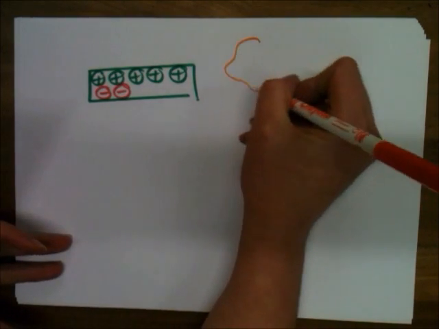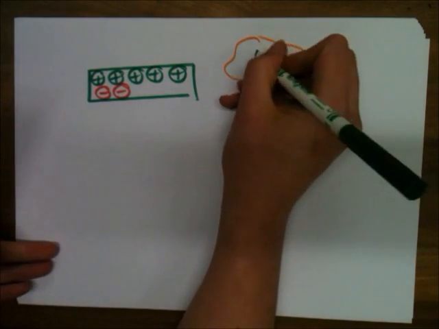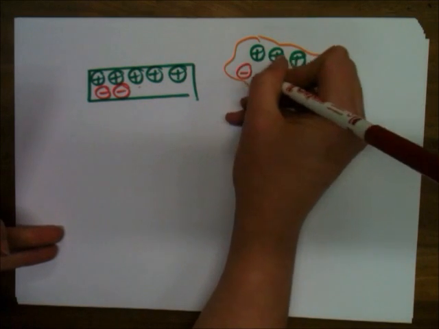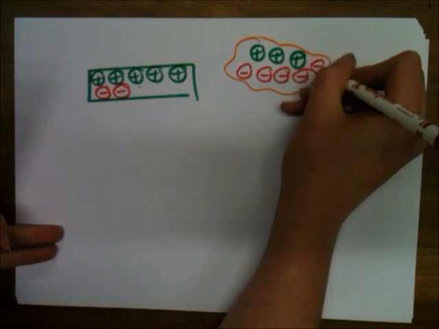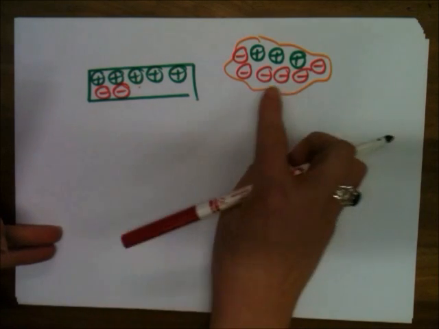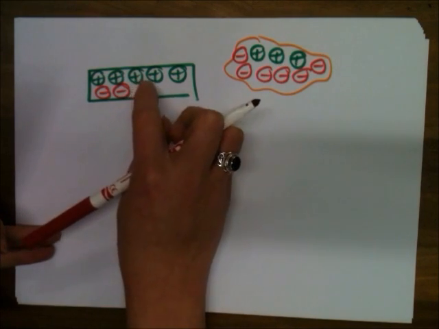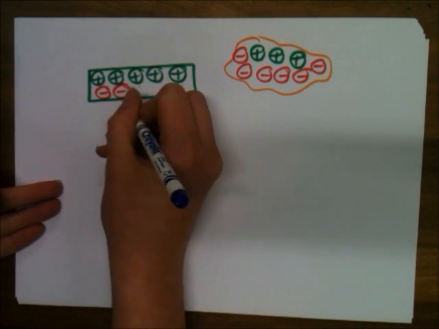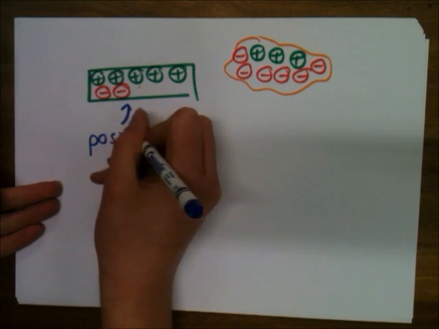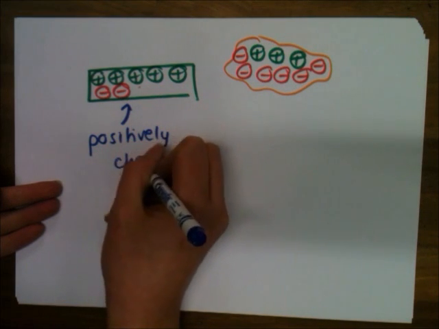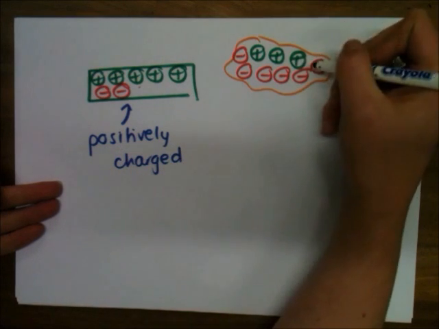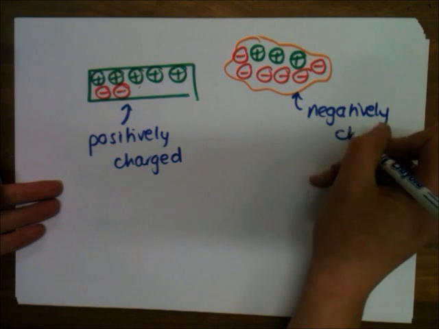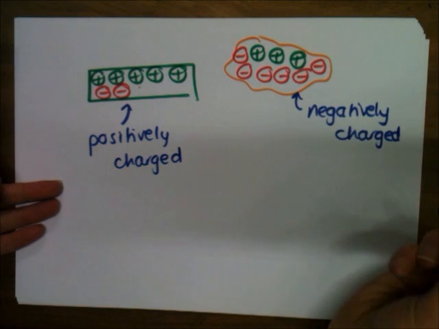My cloth still has 3 protons like before, but these extra 3 electrons from here have moved on. So we now have 6 electrons and 3 protons here, 5 protons and 2 electrons here. So that means that now this rod has become positively charged because there are more protons than electrons. And this cloth must have become negatively charged because there are more electrons than protons.